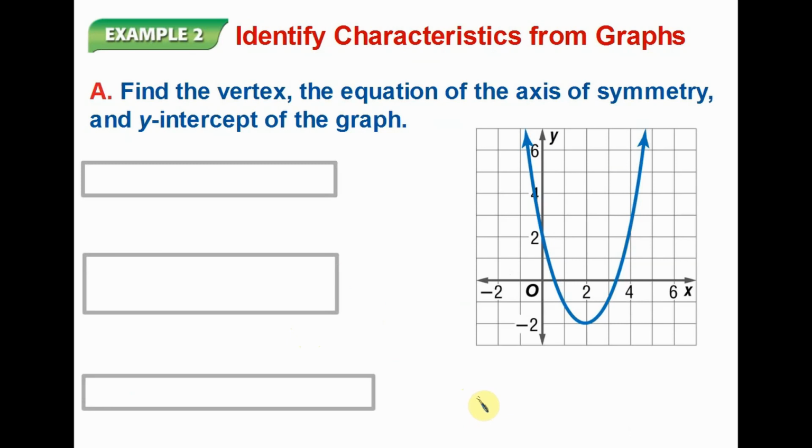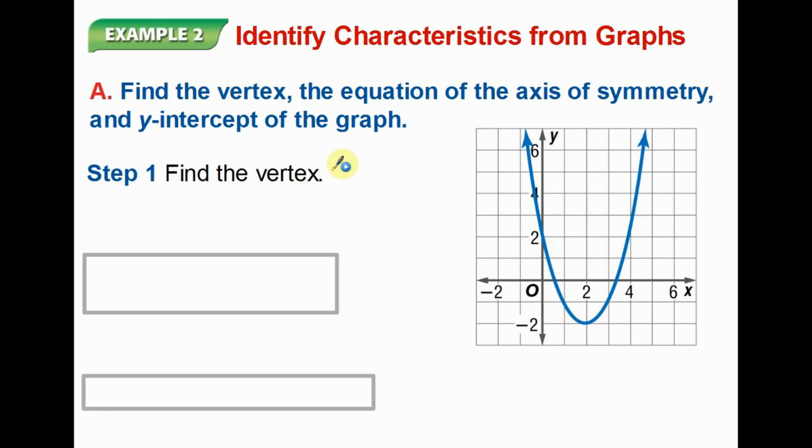Example number 2. Now you're going to use a lot of characteristics from quadratic functions. Find the vertex, the equation of the axis of symmetry, and y-intercept of the graph. First of all, we're going to find the vertex. Remember, the vertex is the same as when I'm asking you to find minimum or maximum. Since this is an upward graph where you cannot really see where it's ending, it's a lot easier if you find the minimum. The minimum of this graph is right here, where I'm asking you what is the coordinate of this point. So in this case, I have 2, and the y value is at negative 2. So this is going to be your answer.